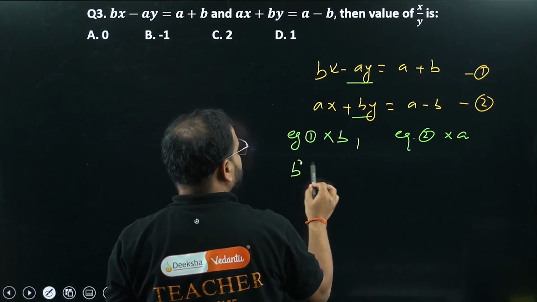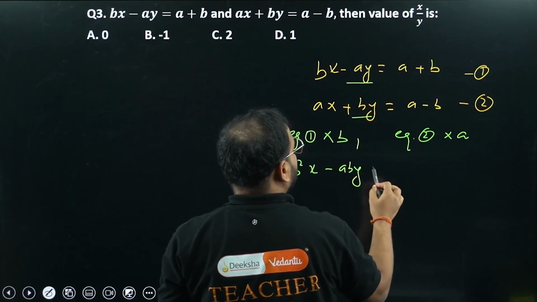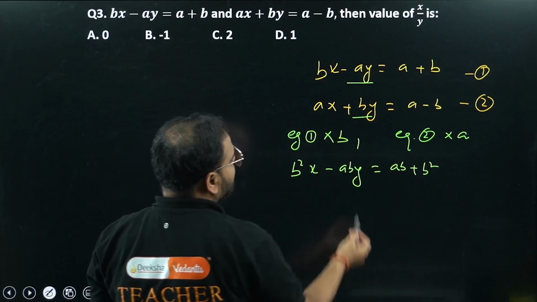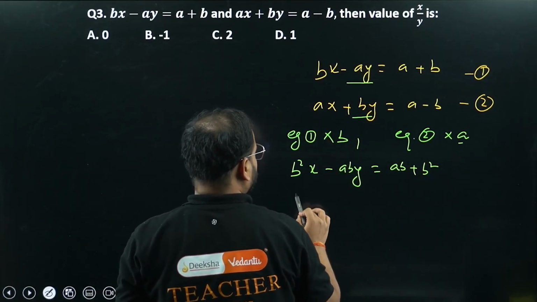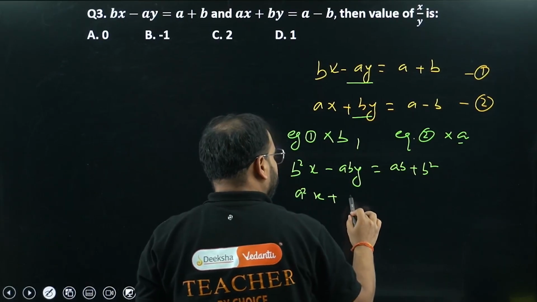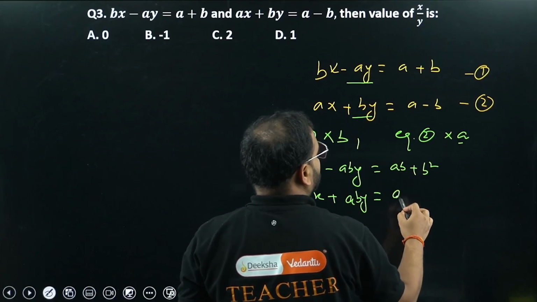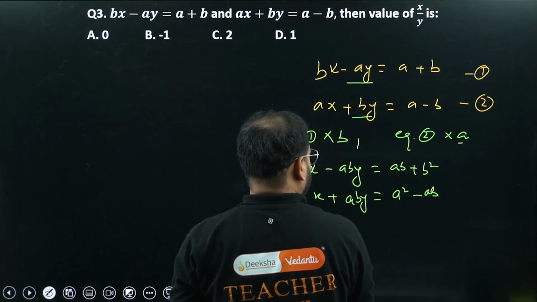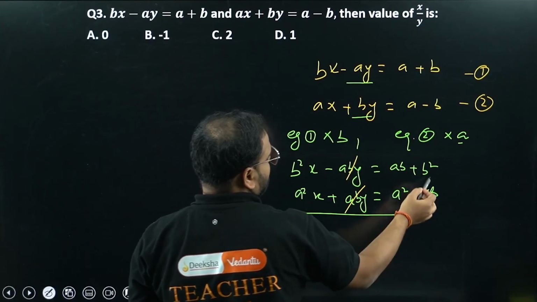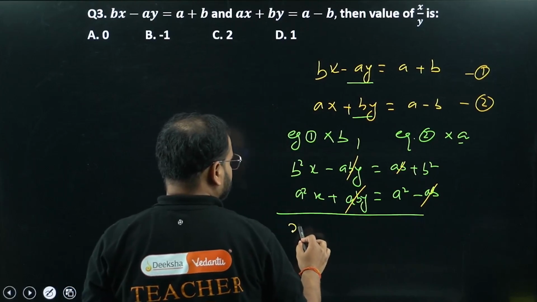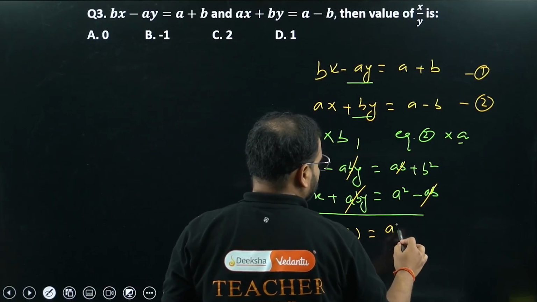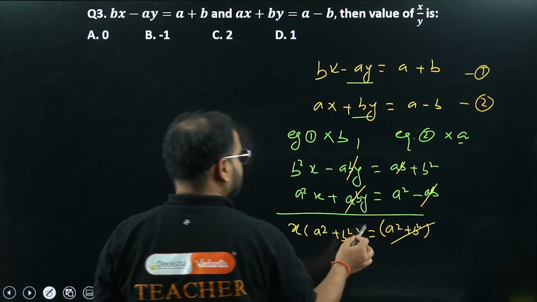Please see the result for the first one. So it will become what? b square x minus aby equals to ab plus b square. Right? Now for the next one, what are you going to get? With a to multiply. So a square x plus aby equals to a square minus ab. Now add them, please. Check here, this and this will cancel. What I'm getting on this side, take x common, it's a square plus b squared equals to what is on the RHS side? Same thing, a squared plus b squared. Cancel this. What I'm getting?